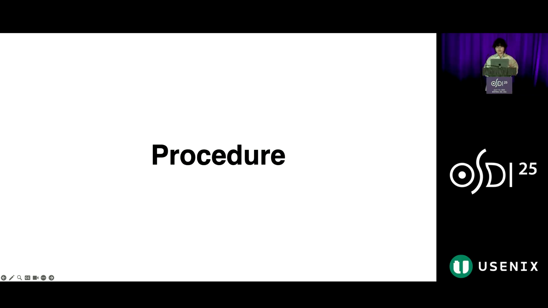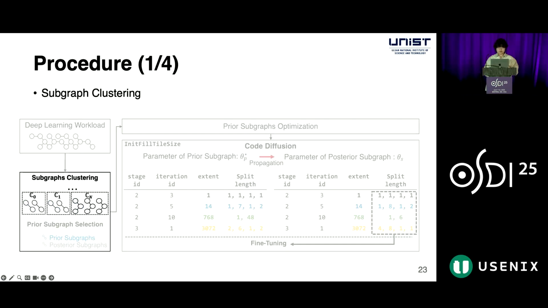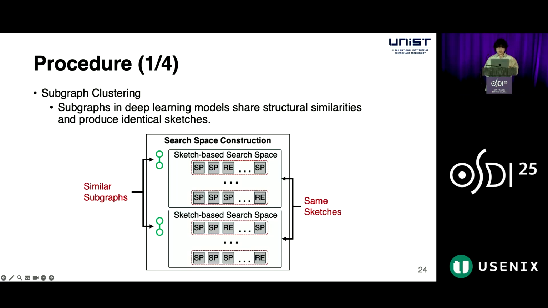Now, I would like to introduce how the Bayesian code diffusion works. This is an overview of the Bayesian code diffusion. The first step is subgraph clustering. Subgraphs with similar structures, for example, ones with the same operators, often generate the same sketches. So we group them into a cluster, which makes it easier to propagate parameters between them.